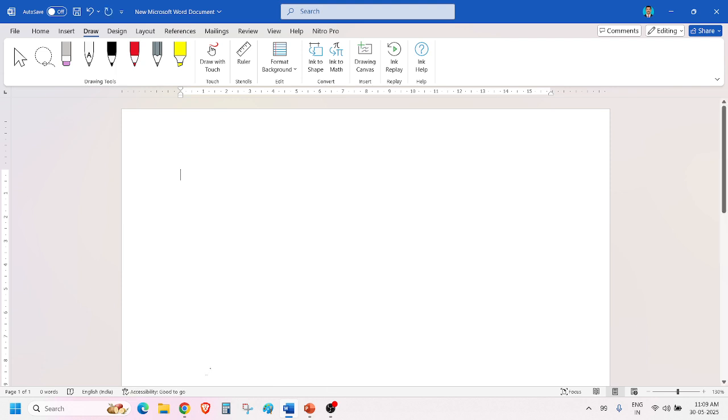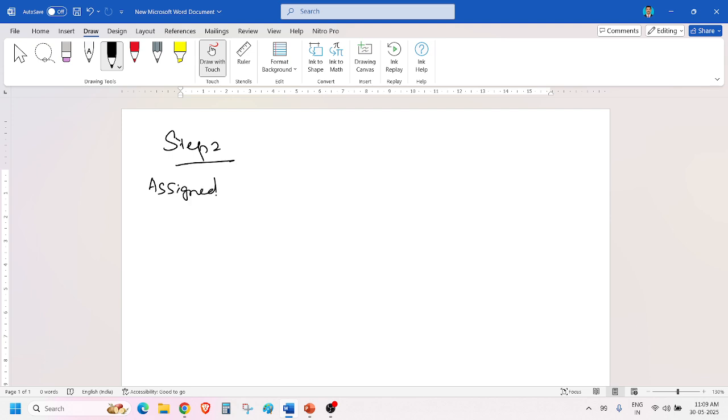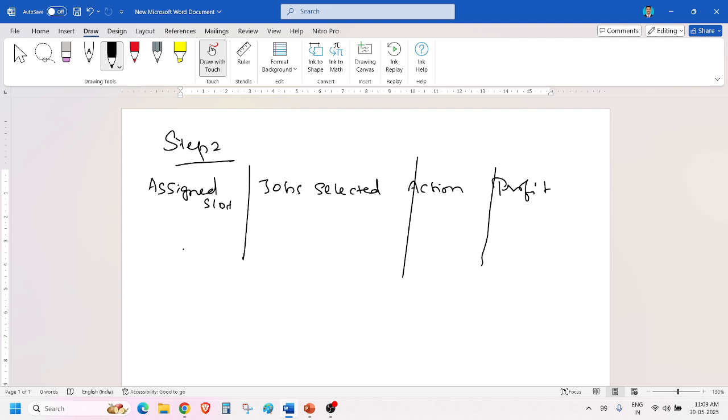Now we are going to follow the next step, step 2. While following step 2, you just make the table: assigned slot, then job selected, then action, then profit. Now first we have to take the R value. If you take R, the deadlines we have arranged are 2, 3, 2, 1, 1, and the maximum deadline is 3. So your R value is 3.